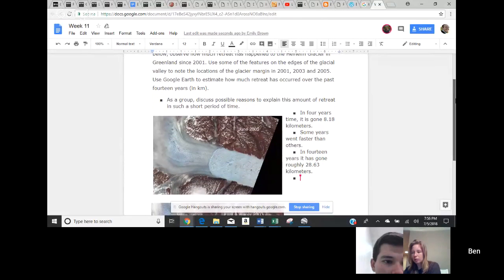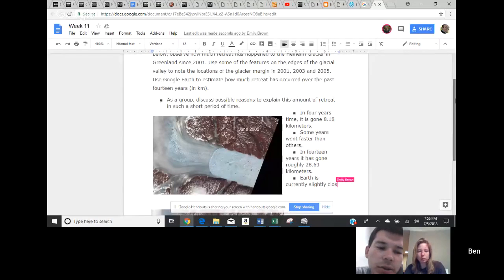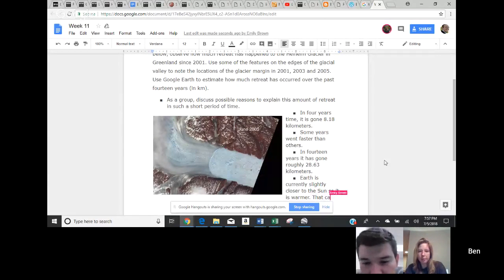Well, I think it's just that the whole Earth's in a warming trend. Mm-hmm. Because we're slightly closer to the sun, right? Mm-hmm. I think also it might be moving faster, so it breaks, it gets brittle, and as it breaks, it melts. I would say.